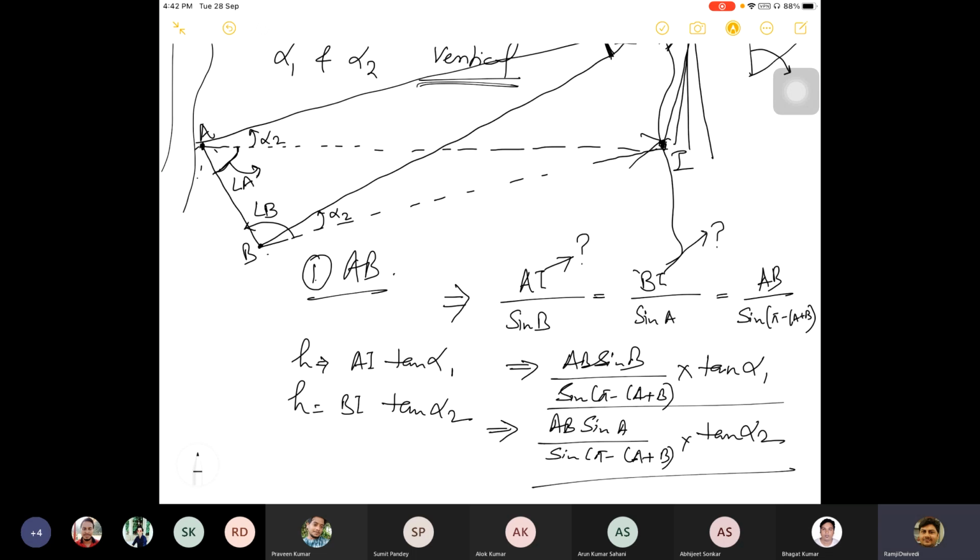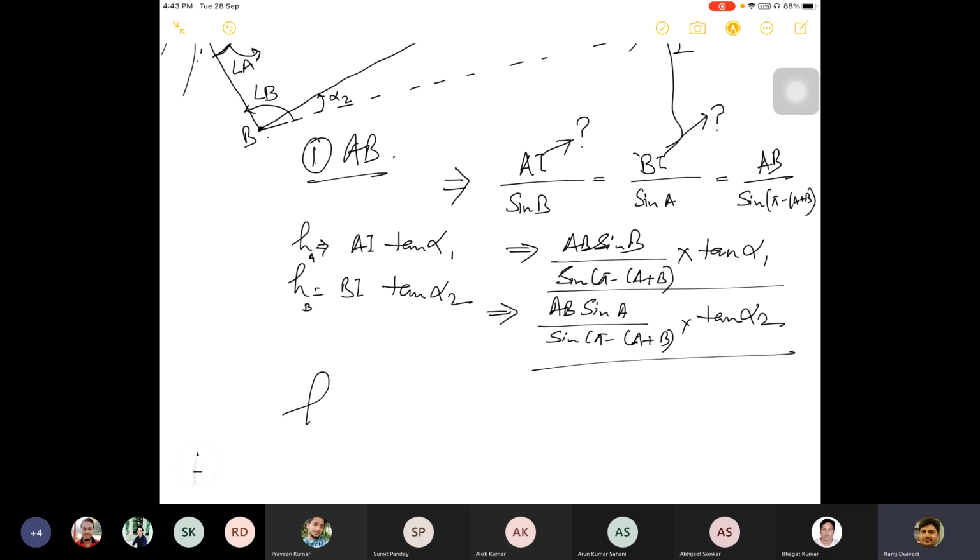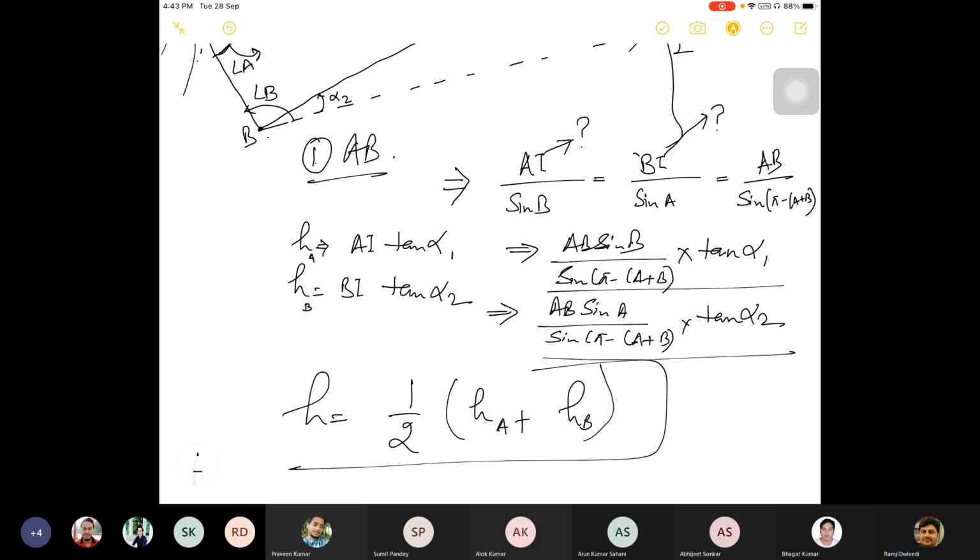So there are two, one from point A, another point B. So H would be given as the final mathematical model.